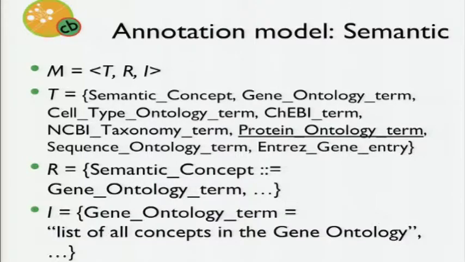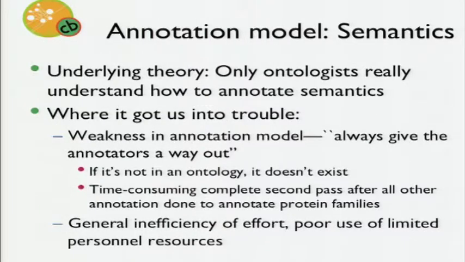So you'll notice that this is very, very ontology centric. The only non-ontology we have in here is Entrez Gene. So the underlying theory behind the semantic annotation model is that only ontologists really understand how to annotate semantics. And this got us into a lot of trouble.